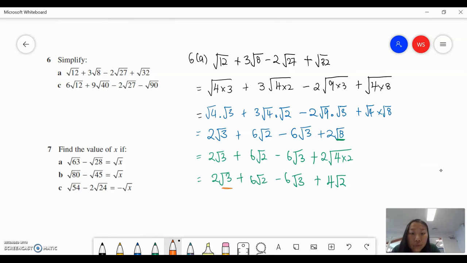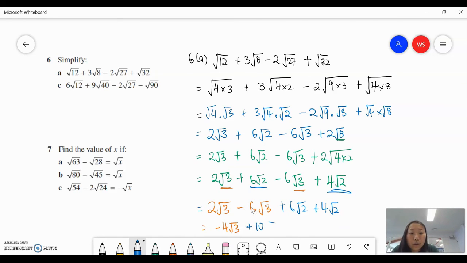So with square root of 3, square root of 3, these are like terms, as well as square root of 2, square root of 2, these are like terms as well. Okay, so reorganizing that to 2 square root of 3 minus 6 square root of 3 plus 6 square root of 2 plus 4 square root of 2. Okay, so with 2 take away 6, that gives you negative 4 square root of 3 plus 10 square root of 2. Okay.